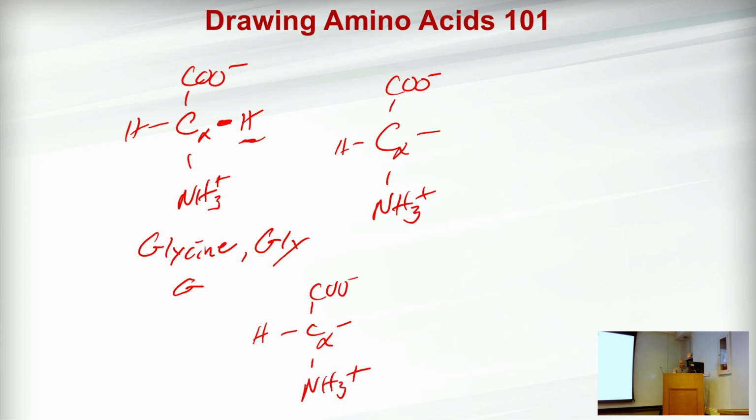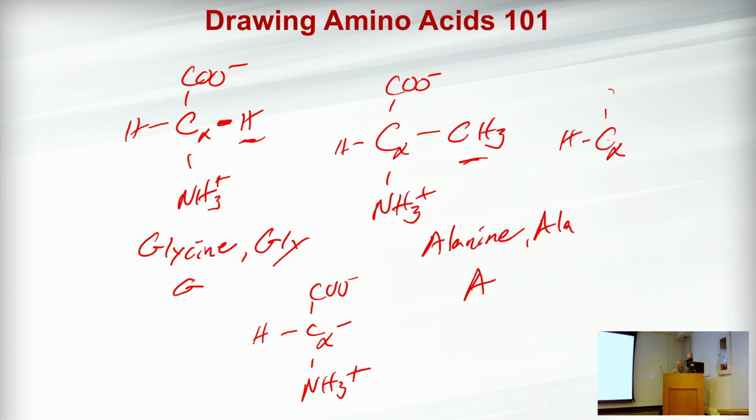Well, what's the next thing I could put here? Let's build up from a proton. I can't just put two protons there. How about a methyl group, just a CH3? And all of a sudden, I've made another amino acid, alanine, or ALA. I'll just give that an A. Well, I could do it again. Just keep building them up.